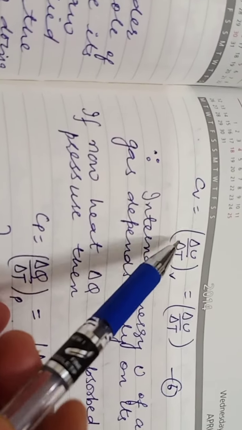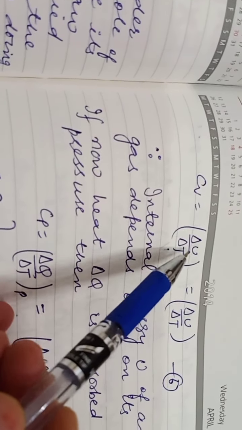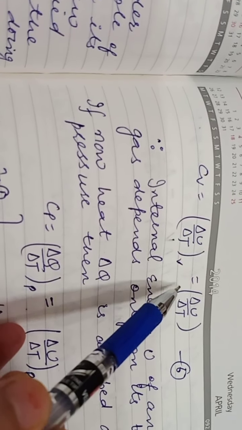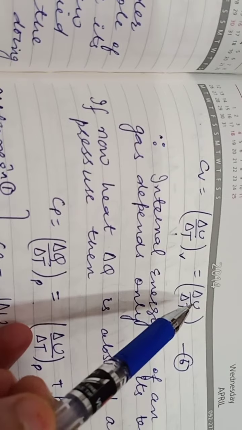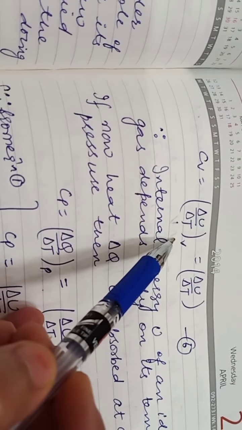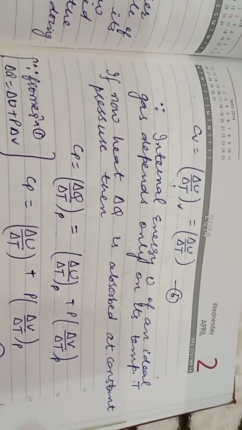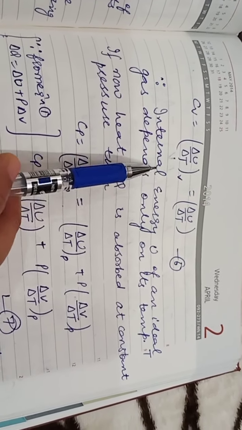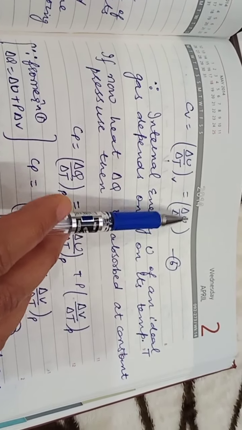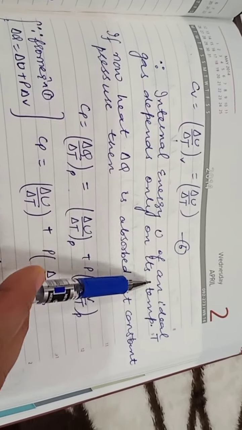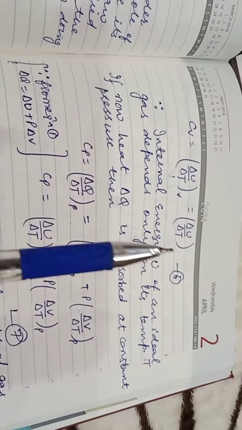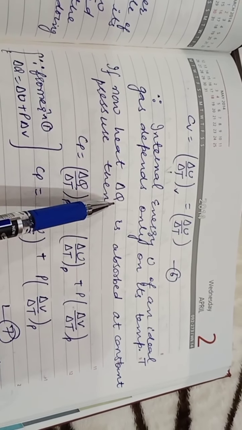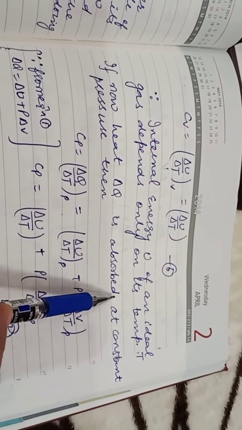Now this expression, that is Cv is equal to delta U upon delta T, can be written as delta U upon delta T, means here we can drop the subscript V, because here the internal energy U of an ideal gas depends only on its temperature. Clear? Now, if heat, that is delta Q, is observed at constant pressure.